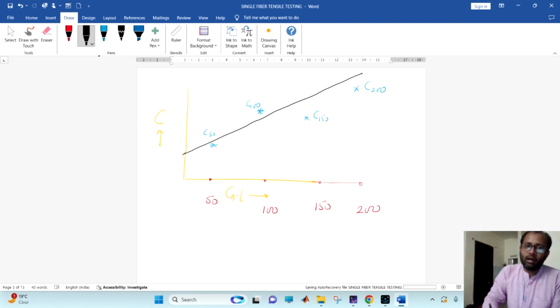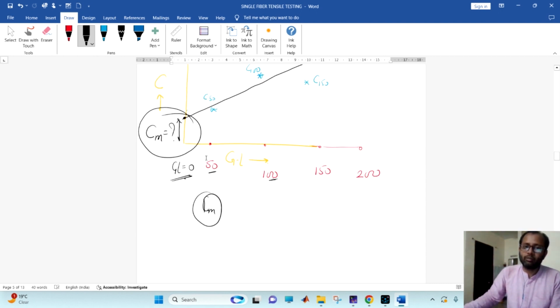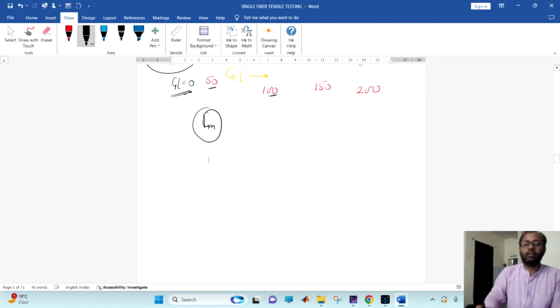This line will pass through some intercept on the y-axis. What is this intercept actually? When the gauge length will be 0, then what will be left? Only the compliance of the machine is left. This is the compliance of the machine. We will get the compliance of the machine from this curve. So like this, we have to calculate the compliance of the machine after doing a number of single fiber tests.